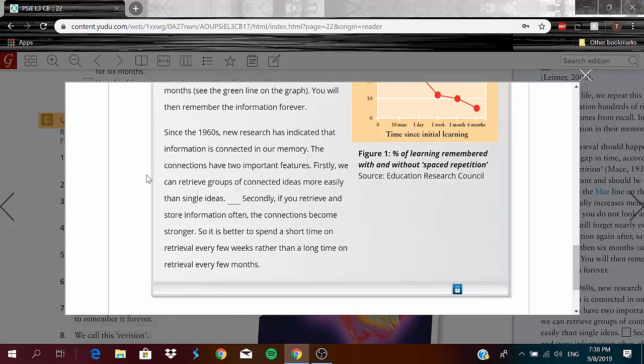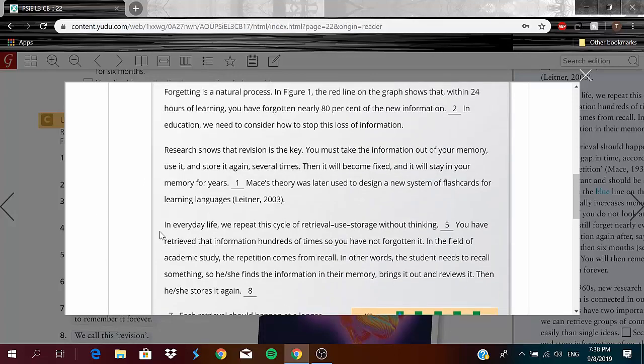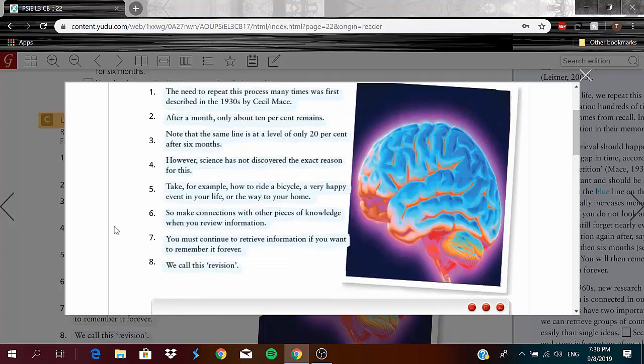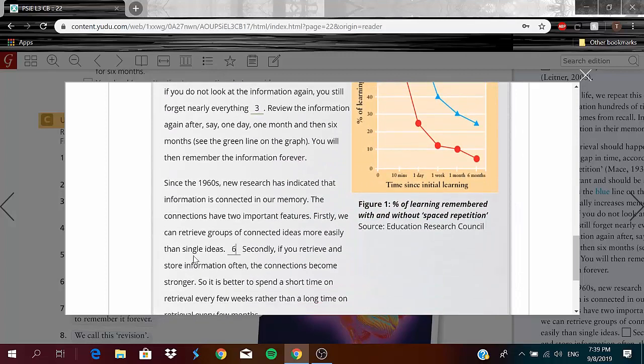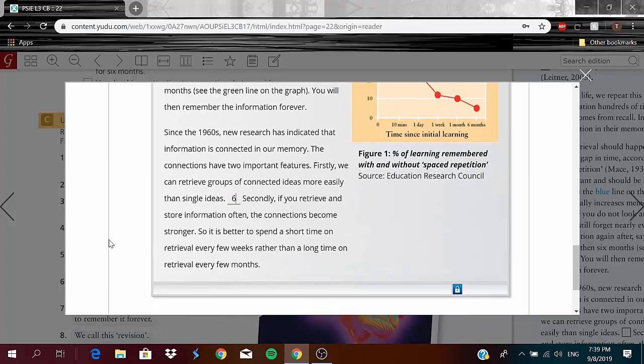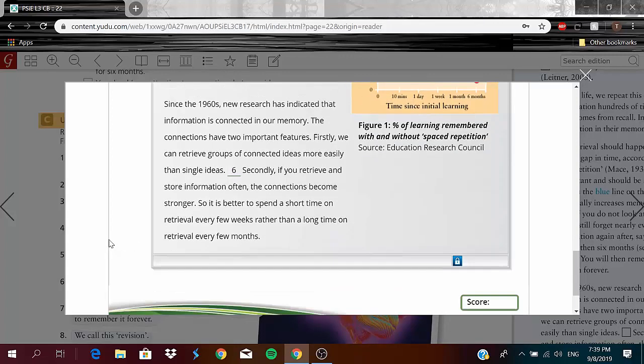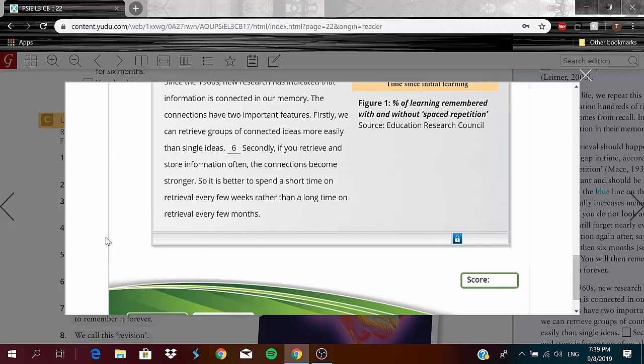Firstly, we can retrieve groups of connected ideas more easily than single ideas. So what can we say? We have the last one. What do you guys think it is? That's correct. We can say, make connections with other pieces of knowledge when you review information. So that will be number 6. And secondly, if you retrieve and store information often, the connections become stronger, so it is better to spend a short time on retrieval every few weeks rather than a long time on retrieval every few months.